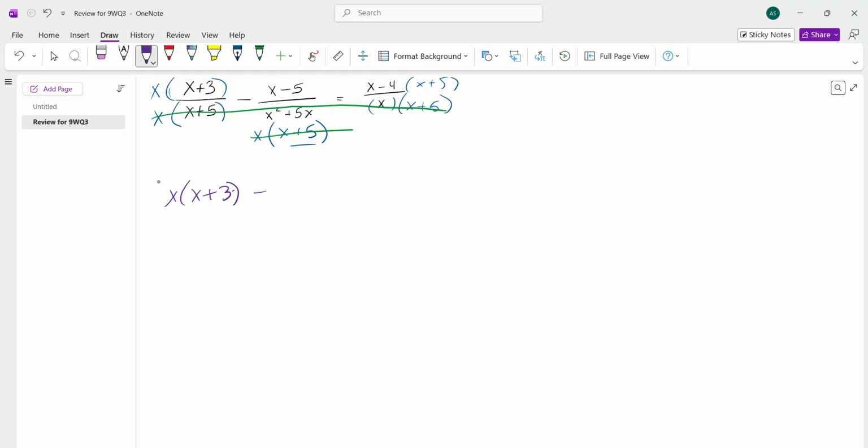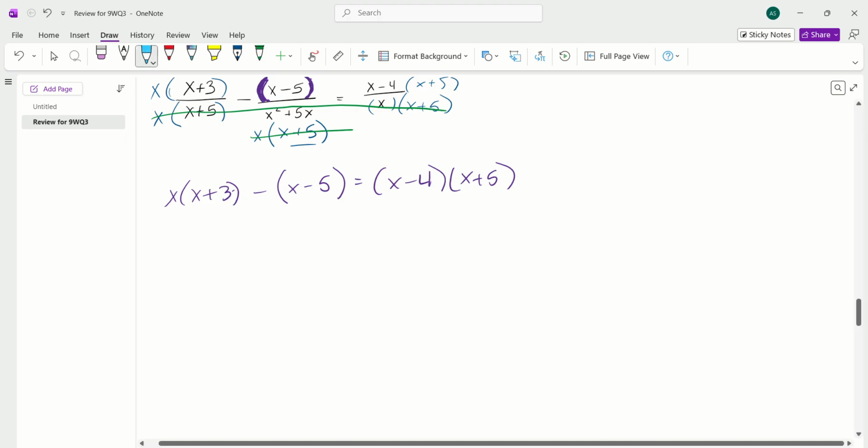Be very careful to remember that you need to put parentheses around this guy right here because he is a group. They are together on top of a fraction. They should not be separated yet. Because when you put parentheses here, it tells you need to distribute that negative sign. So it's very important to remember these parentheses. Equals x minus 4 times x plus 5. Okay, from here you just have a plain old equation.